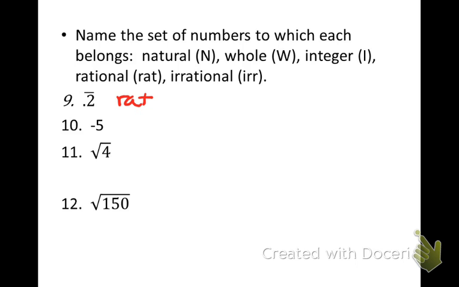-5, is it a natural number? No. Whole number? No. Integer? Yes. Can it be written in fraction form? Yes. So it is a rational number. Square root of 4. First we need to simplify that. Square root of 4 is 2.